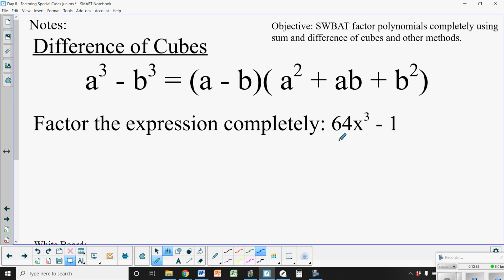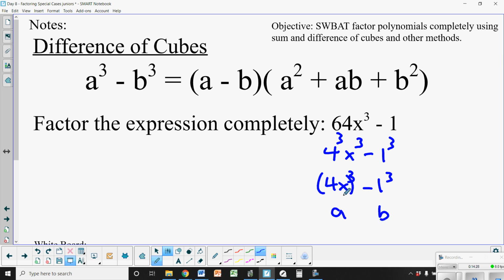So 64 is the same as 4 cubed, x cubed. And this is a tricky one. 1 is the same as 1 cubed. So 1's always going to be the one that's harder to find or to see. So 4 cubed x cubed is the same as (4x) cubed, the quantity, and then minus 1 cubed. So in this case, a is going to be 4x and b is going to be 1.